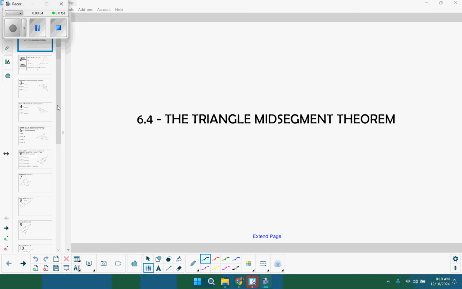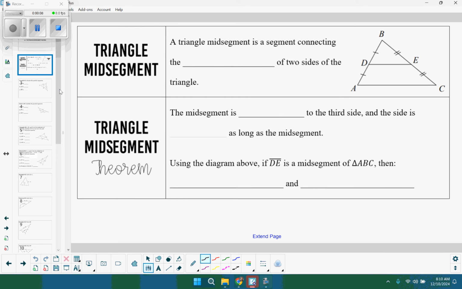This lesson is 6.4, the triangle midsegment theorem. A triangle midsegment is a segment that connects the midpoints of two sides of the triangle. D is a midpoint of segment AB, E is a midpoint of segment BC, so DE is the midsegment in this triangle.